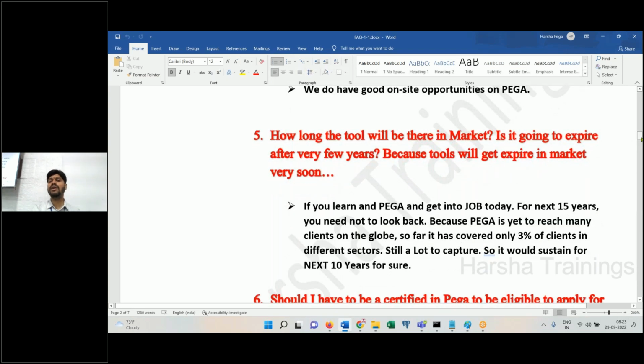Okay, and how long will the tool be in the market? Is it going to expire very soon, in a few years? This is one type of question that many people are asking me. Some people, when they call me, say, sir, my friends are saying that tools come into the market, sustain for 2 or 3 years, and after that they are gone. Some other tool replaces the present tool. Is that going to happen or not?